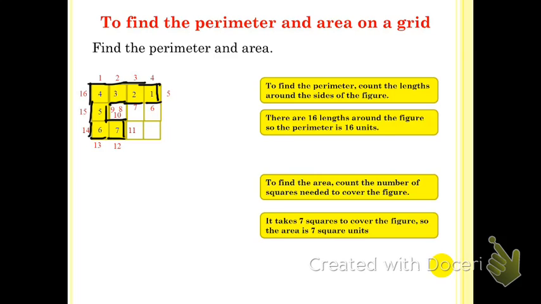To find the area, count the number of squares needed to cover the figure. 1, 2, 3, 4, 5, 6, 7. It takes 7 squares to cover the figure, so the area is 7 square units.